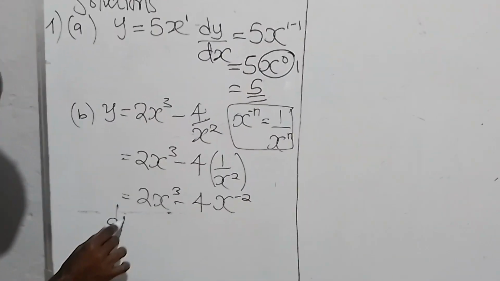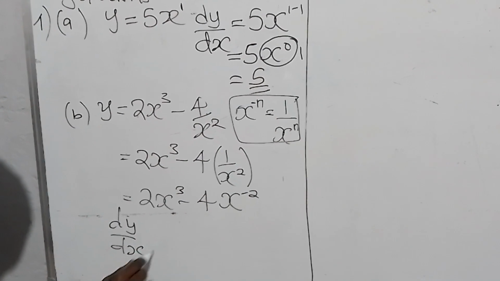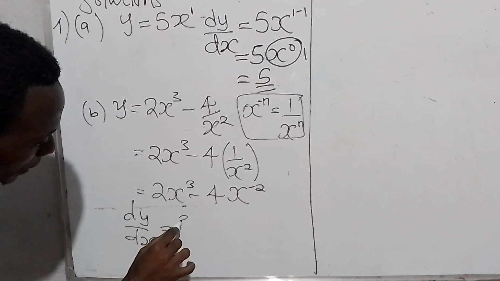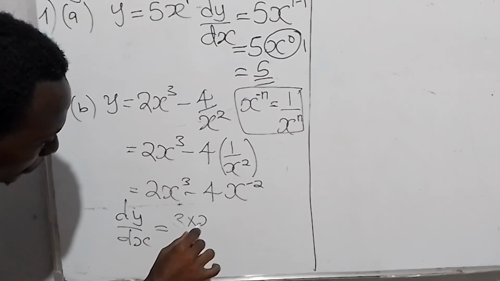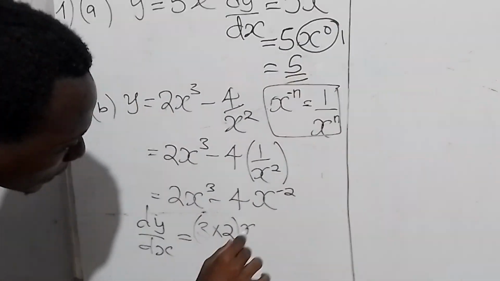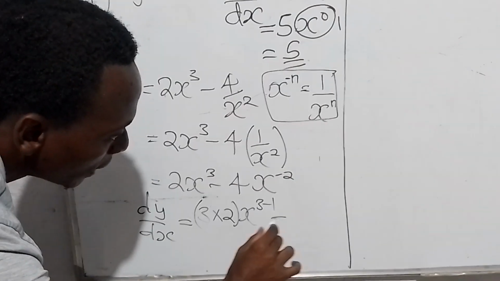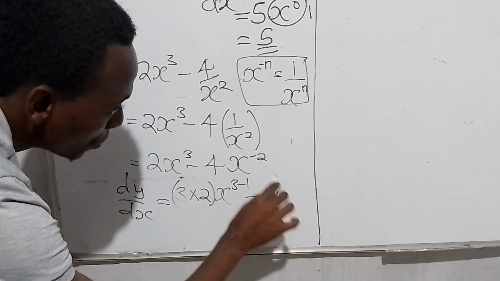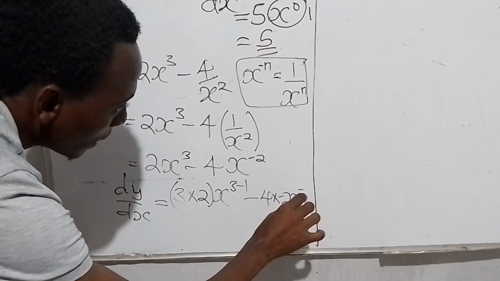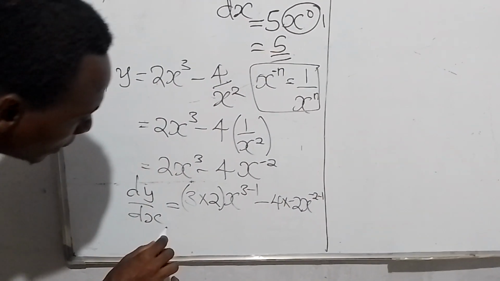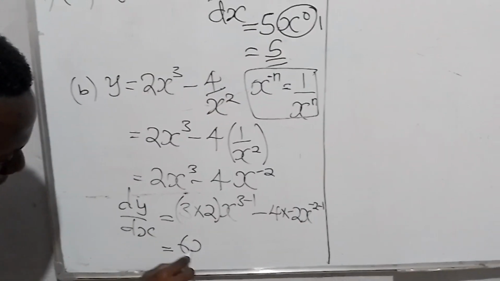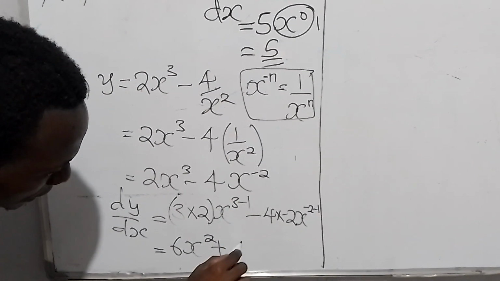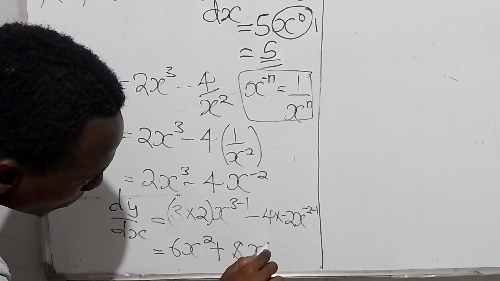Now we find dy/dx. So our dy/dx will be equal to 3 times 2x to the power 3 minus 1, minus 4 times negative 2 x to the power negative 2 minus 1, which gives us 6x to the power 2 minus negative times negative positive, which is 8x to the power negative 3.